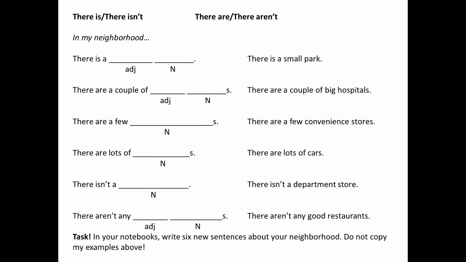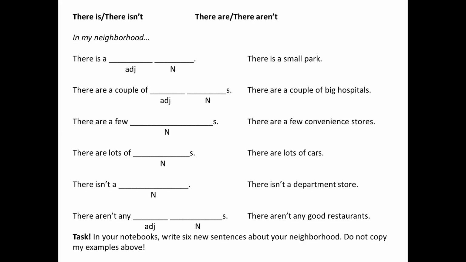Next, there are lots of. Remember, don't say there are many. We're going to say there are lots of. And again, I only used just a noun plus S. There are lots of cars.